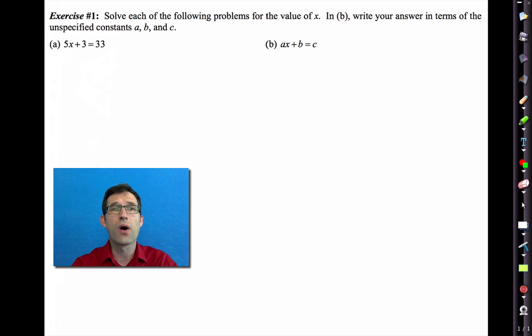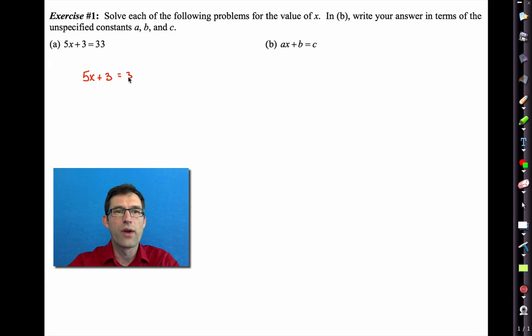Exercise 1 says solve each of the following problems for the value of x. In B, write your answer in terms of the unspecified constants a, b, and c. Okay, so let's jump into it. Now, I know you can solve number 1, letter A. So pause the video just for a little bit and solve A. All right, that should have been pretty easy. It's a two-step equation. I'm going to rewrite the problem right here, though.